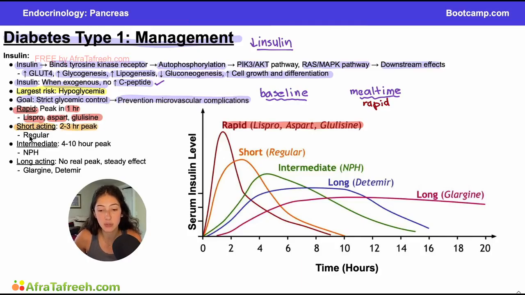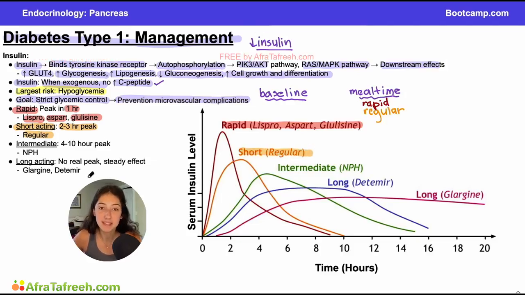The next type of insulin that we'll talk about is short-acting insulin. Short-acting insulin has a 2 to 3 hour peak. It's just called regular insulin. So if you hear regular insulin, you should think of an insulin that is short-acting. And because it's relatively short-acting, as the name implies, regular insulin is also usually going to be used as part of that mealtime package, adjusting to quicker spikes in glucose associated with eating.